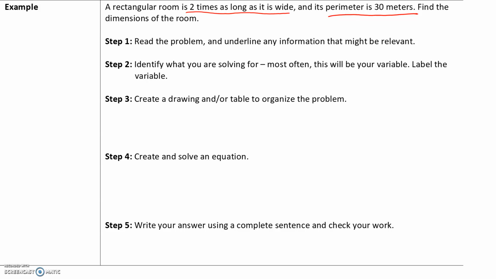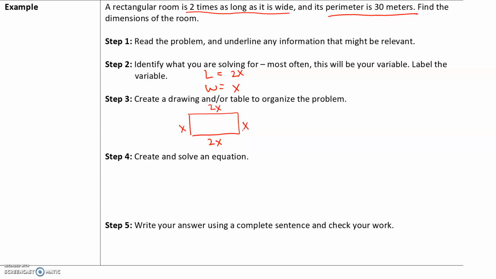Okay, so identify the variables. We're looking for the length, which we don't know, and we're looking for the width. But here's what we do know. A rectangular room is 2 times as long as it is wide. So the length is 2 times longer than the width. So if we let the width equal x, the length is 2 times that. Now let's create a drawing. In a rectangle, we have a length and we have a width. The length is given by 2x. And remember, the opposite side will also be 2x. And the width is given by x.